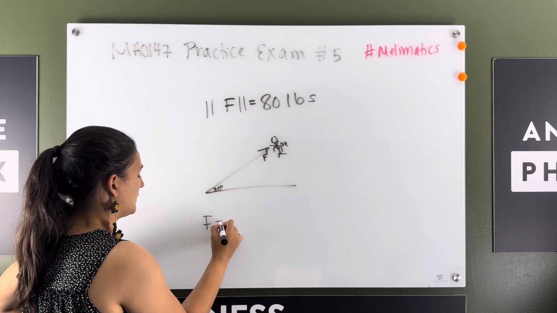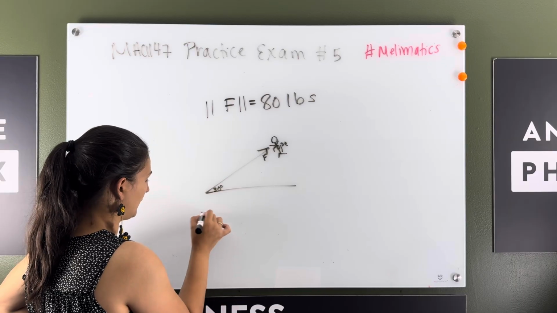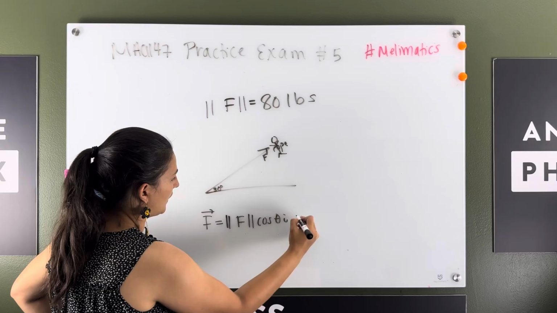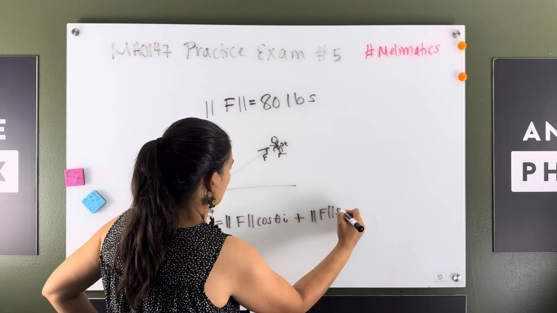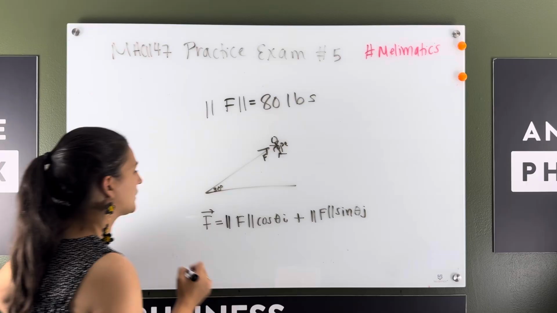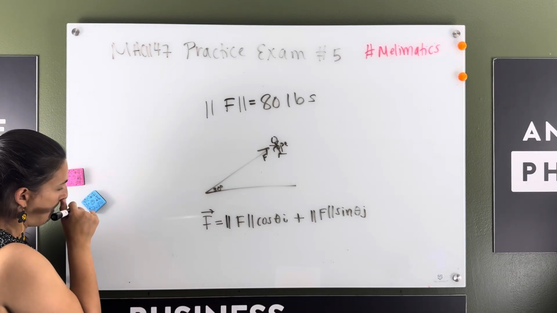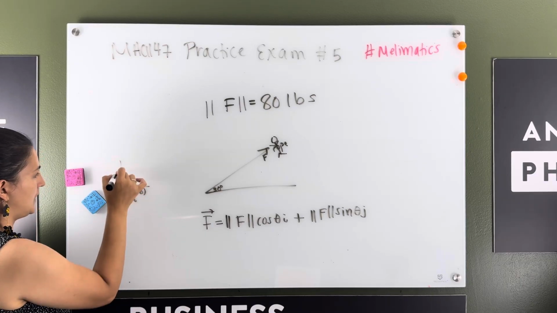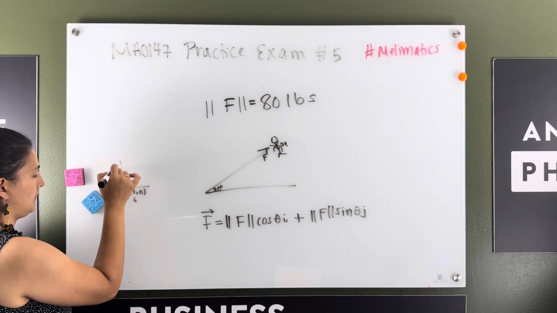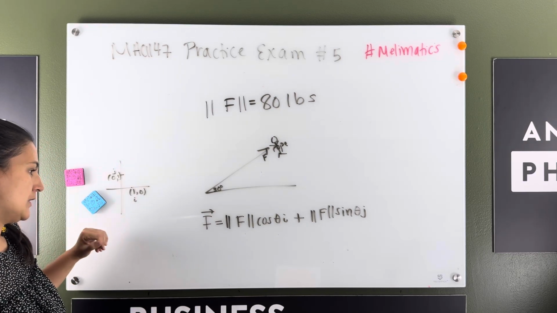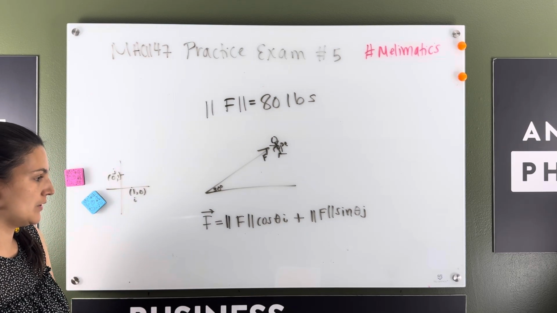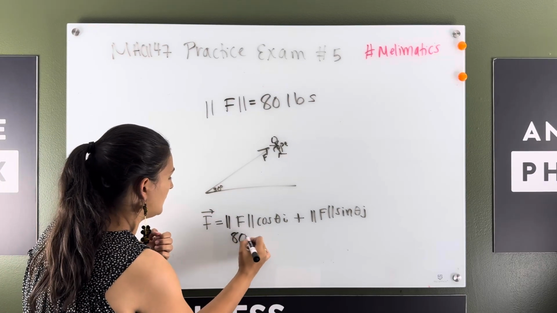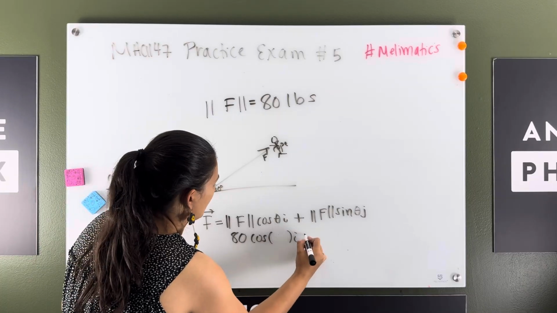So the force vector is going to be the magnitude of F times cosine theta I plus magnitude of F times sine theta J. Remember we talked about I and J in class? I is 1, 0, and J is 0, 1. And of course we know that X is cosine and Y is sine. Okay, so that you can go back and see the proof of the formula. Now we have the magnitude. So all we need to do is find the angle.